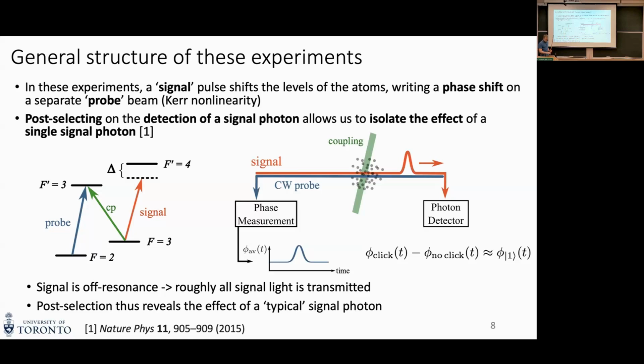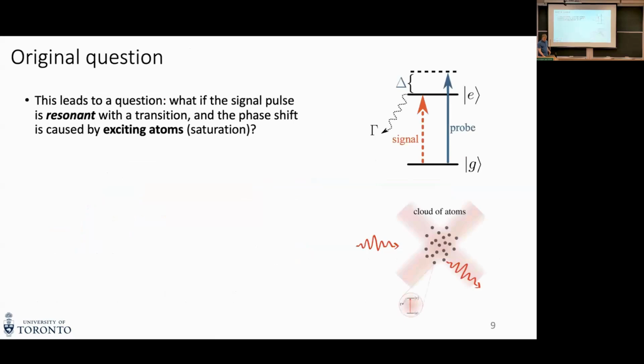So a few years later, a PhD student named Josiah Sinclair was working on a slightly different kind of nonlinearity and was wondering if you could use the same technique to isolate the effect of one photon. In this other nonlinearity, we have a simpler level scheme. We just have two levels, with the signal resonant with this transition and a probe beam that's sitting off resonance.